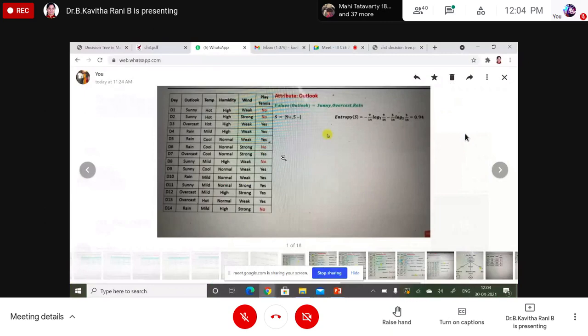Now, the positive and negative values. How many positive values are there? 9. So here you can see 9 by 14. 9 is the yes count, and 14 is the total rows. How many rows are you having? 14. So 9 by 14 log 2 of 9 by 14, minus 5 by 14 log 2 of 5 by 14, where 5 is the no count. So that is equal to 0.94. Please take pen and book and calculate the problem. You will be getting this problem for 10 marks.